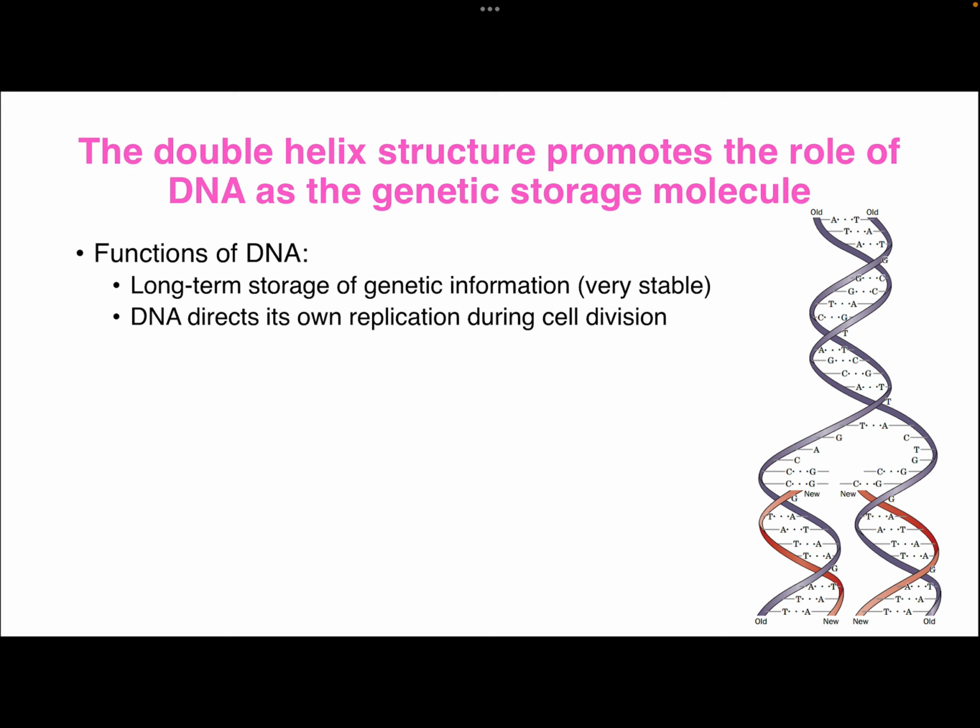But going along with its function as the storage molecule, it also has to be able to replicate so that during cell division, both daughter cells end up with the right amount of DNA. And it turns out that this process is entirely self-directed. So how does this work? The way that this works is that because DNA is double-stranded, one of these strands can act as a template for the production of the new strands.